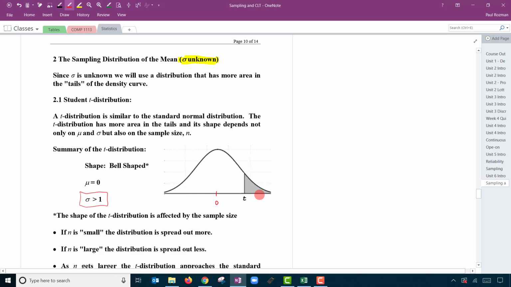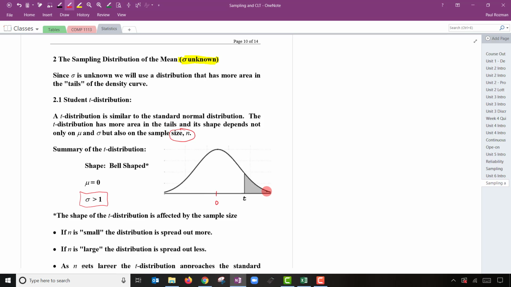Another thing about the T distribution is it's more flexible in that its shape will vary a little bit depending on the sample size. We said that if you take large samples, things tend to be not as spread out. But if you had to have small samples, then you have more variability, which means your data is more spread out. So we need a distribution that can handle those differences.